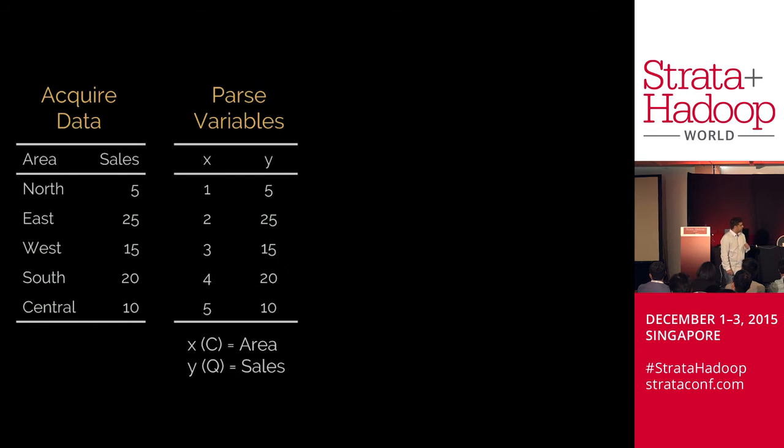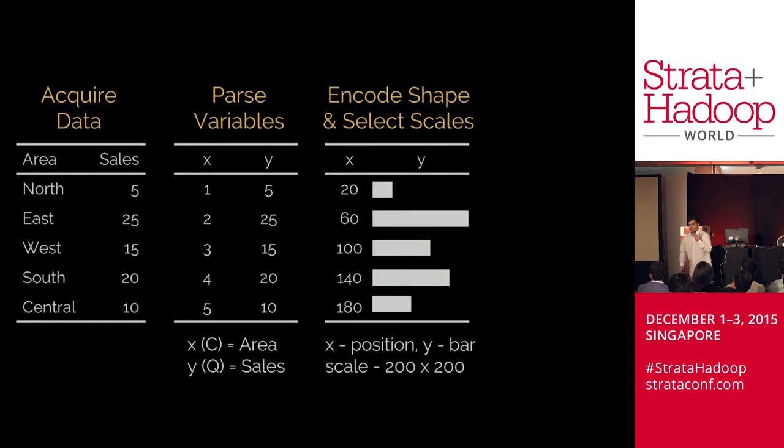We would parse it into variables. So we'll say, OK, there is X, which is now a categorical variable, which is area, and Y, which is sales, and I map that. So I basically acquire the data, parse the variables.